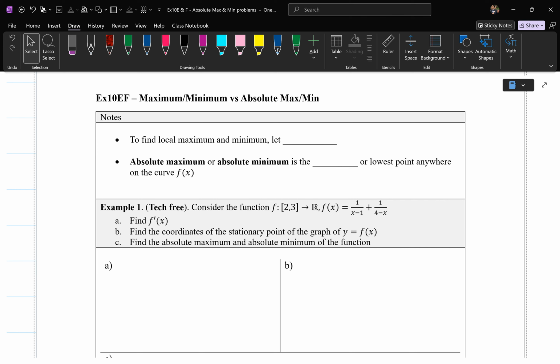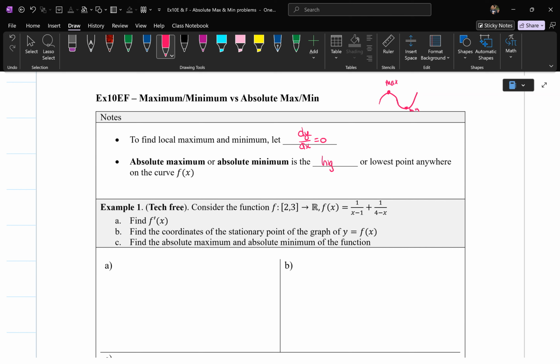So what was the difference between local minimum, local maximum? Local minimum is just talking about where is the stationary point occurring. So what types of stationary points you have? Oh, that was the previous lesson. Stationary points. So local max, local min. But an absolute max and absolute minimum problem is asking, what is, so find the local maximum when you let dy/dx equal to 0. That's your stationary point. But absolute max and absolute min is literally just the highest or lowest point anywhere on the curve.